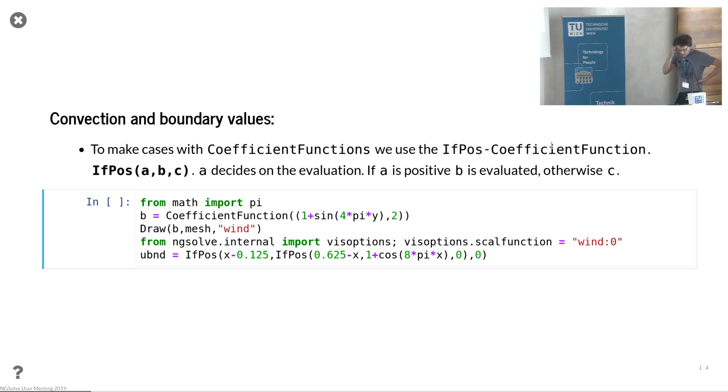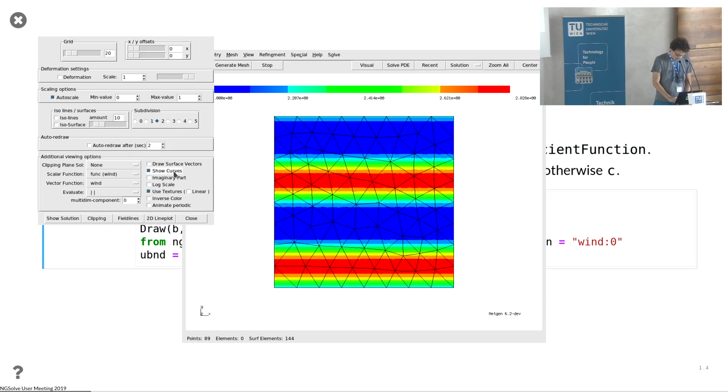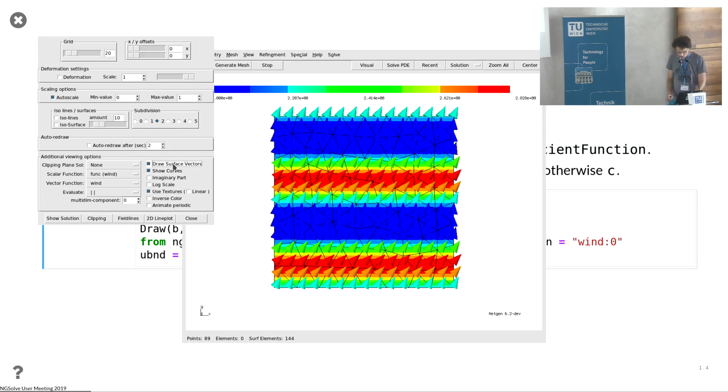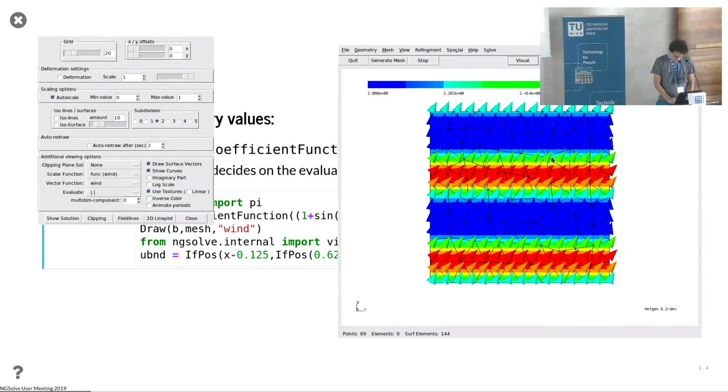Okay, then we make up some velocity field again. So this is this one. So it's just going up from bottom to top, and it's going from left to right with a kind of sinusoidal perturbation that you can see here.